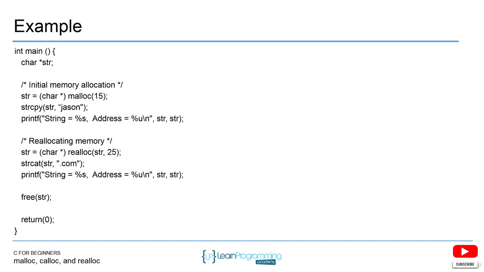And then last but not least, probably the most important thing of this slide, so we don't have a memory leak, is we call free. Always call free when you call malloc. So let's take a look at this example inside Code::Blocks.